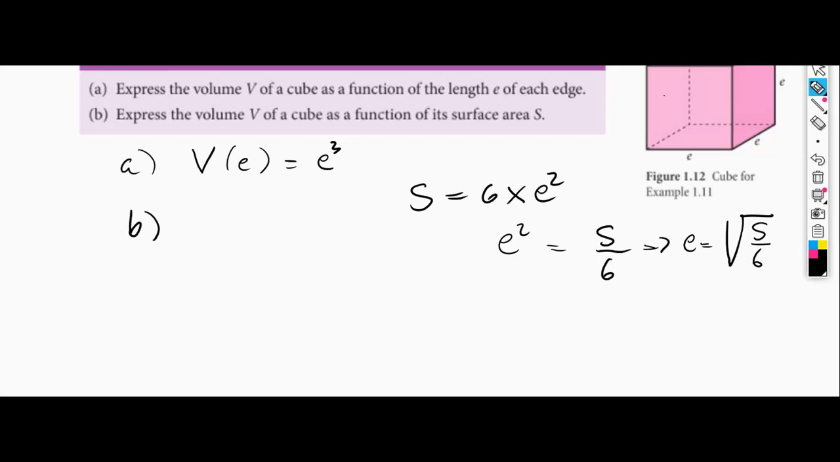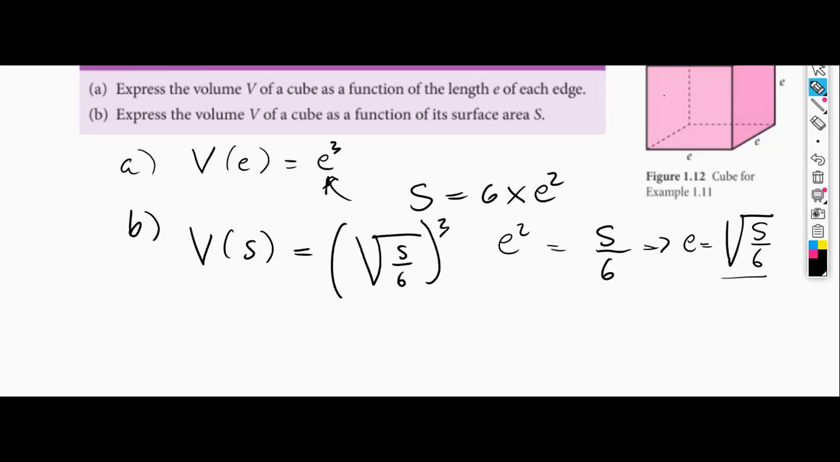So now that we have an expression for E in terms of S, we can plug that in here, and we will get a function of the volume in terms of the surface area S. So we can say that V of S is equal to, because it's equal to E cubed, the square root of S over 6, cubed. And notice that this is the same as saying S over 6 times the square root of S over 6.